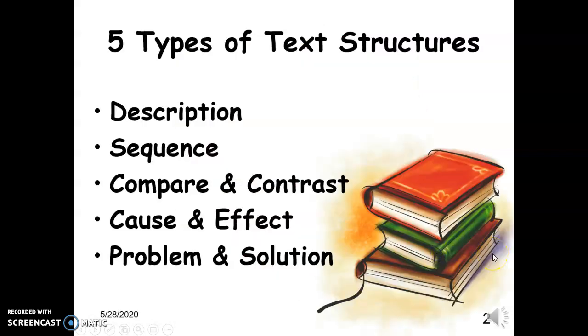The 5 basic types of text structures are description, which would give detailed information about the topic of the writing; sequence, which gives a chronological order of events; compare and contrast, which would tell the similarities or differences between 2 or more topics; cause and effect, which gives information about an event and what caused it to occur; and then finally, problem solution, which would give information about a problem and possible solutions to that problem.